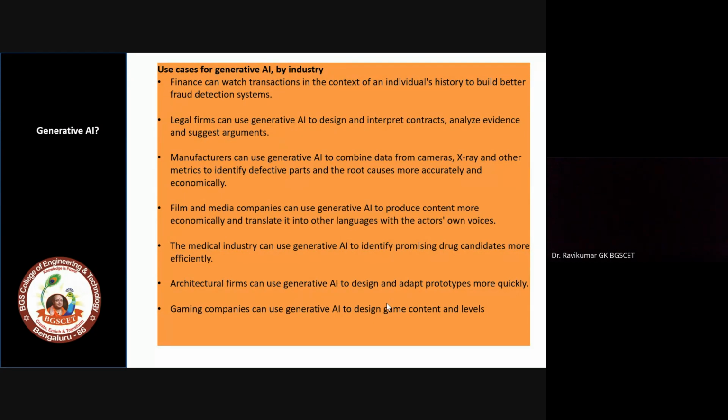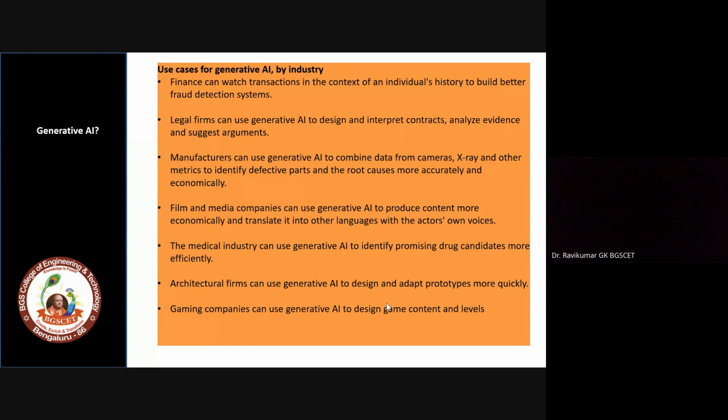Nowadays, most of the movies are produced in one language, dubbed into different languages, and released in the local language, maybe Kannada or Hindi or Tamil or whatever it is, or vice versa. All these things are effectively done by using generative AI. This is one of the advantages. And the medical industry can use generative AI to identify the promise of drug candidates more efficiently. This is one of the best ways.